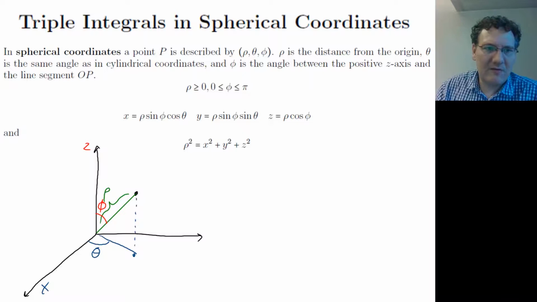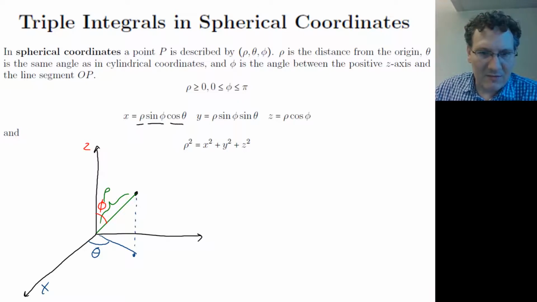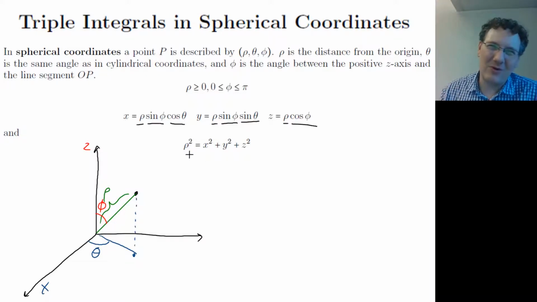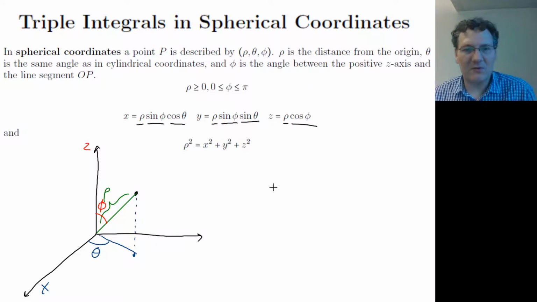And then we have a few conversions that we can use to convert from rectangular to spherical coordinate space. x is rho times the sine of phi times the cosine of theta. y is rho times sine phi times the sine of theta, and z is rho times the cosine of phi. And then rho squared, which is like what r squared was back in cylindrical or polar coordinates, is just x squared plus y squared plus z squared. This is how you can get from rectangular to spherical and vice versa.